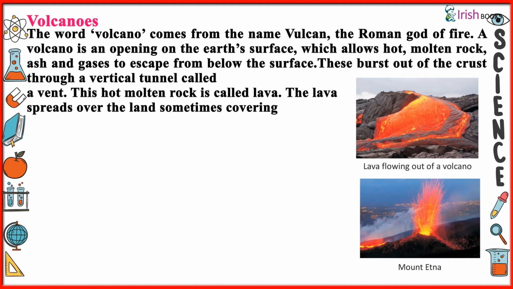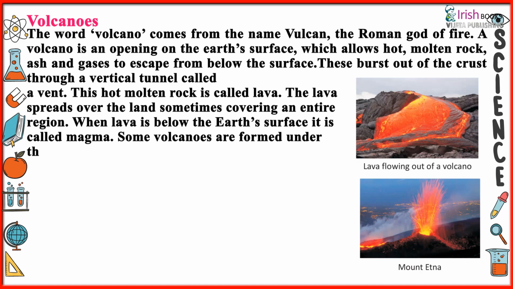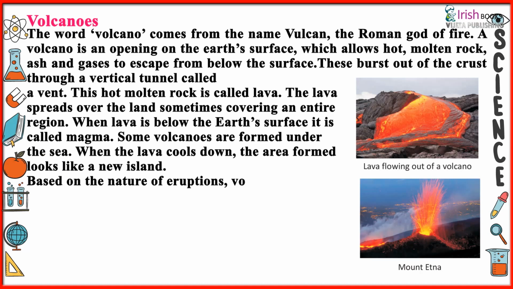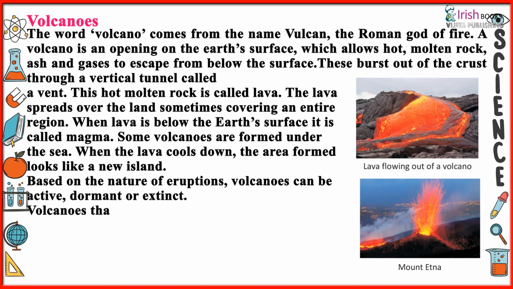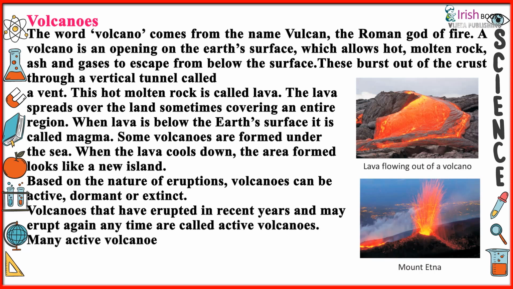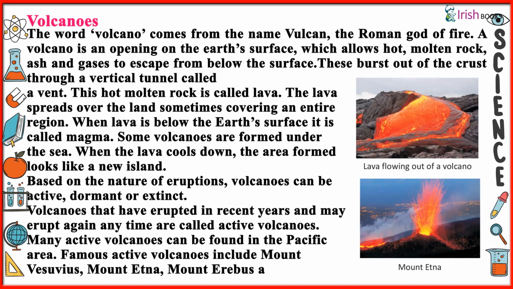Some volcanoes are formed under the sea. When the lava cools down, the earth formed looks like a new island. Based on the nature of eruptions, volcanoes can be active, dormant, or extinct. Volcanoes that have erupted in recent years and may erupt again any time are called active volcanoes. Many active volcanoes can be found in the Pacific area. Famous active volcanoes include Mount Vesuvius, Mount Etna, Mount Erebus, and Mount Fuji.